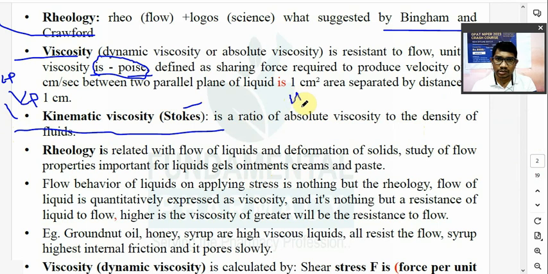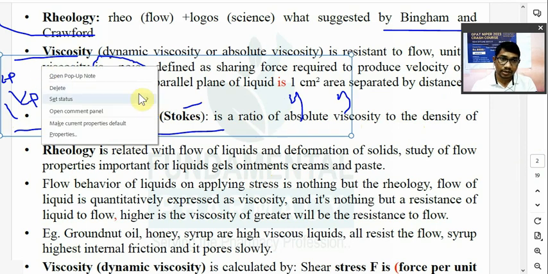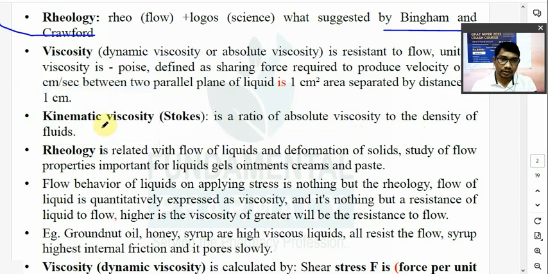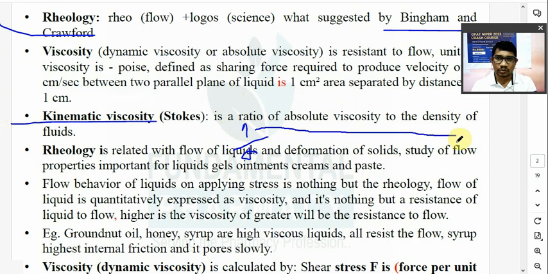One term is known as eta, an n type. So viscosity is denoted by the term eta. Now kinematic viscosity is nothing but the absolute viscosity divided by density. So eta divided by rho, that is the kinematic viscosity. Whatever absolute viscosity is there, you have to divide it by the density.